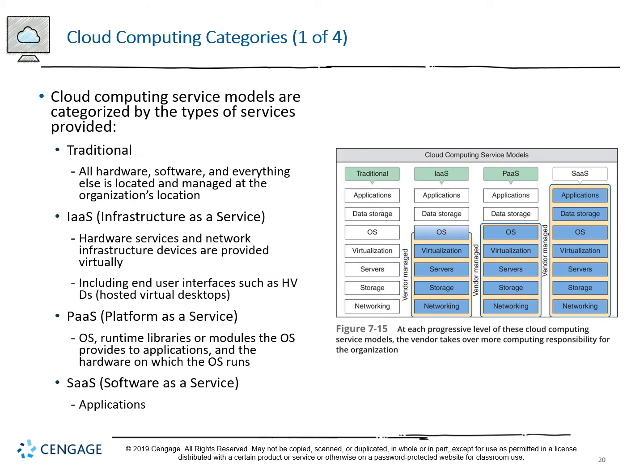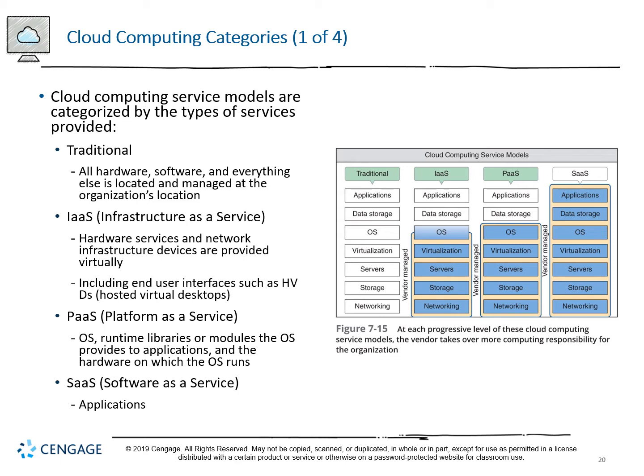Now, cloud computing service models are traditionally categorized by the types of services that are provided. A traditional service model is where everything is located and managed at the organization's location. So that's where everything's hosted at home, if you will. Infrastructure as a service, or IaaS, is where hardware services and network infrastructure is provided virtually. So it will include user interfaces such as HVDs, hosted virtual desktops.